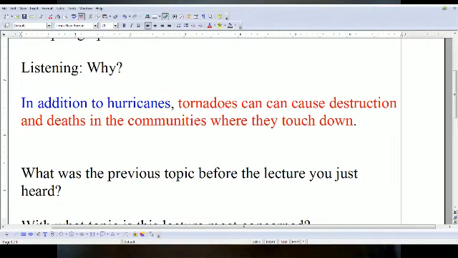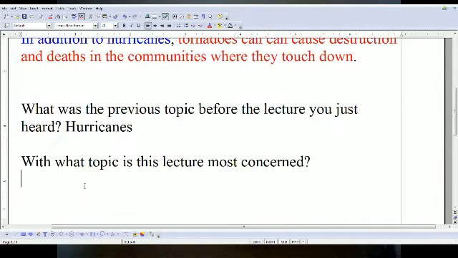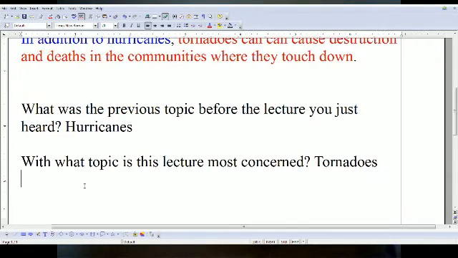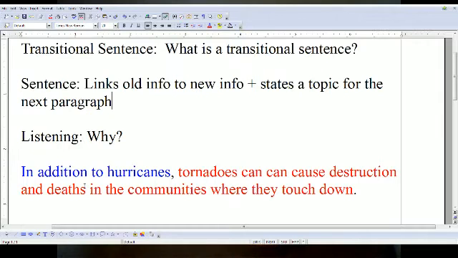So in this case, what was the previous topic before the lecture you just heard? We can say hurricanes. So with what topic is this lecture most concerned? We know it's talking about tornadoes. So if you can focus on this transition sentence and you can hear it and you can understand it, right? Sometimes it helps you answer at least 2 questions during the listening section of the test, right? So that's one reason why you should pay attention to it.